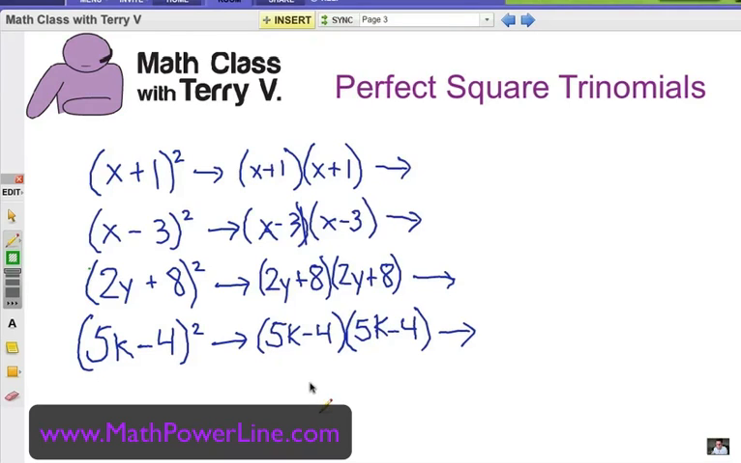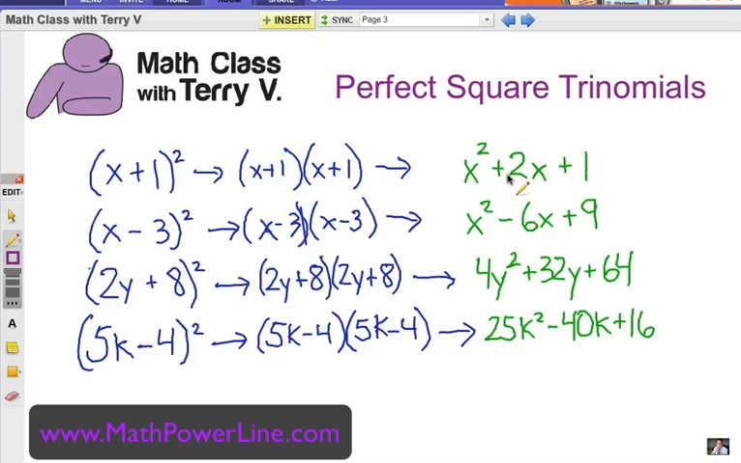Well, the first step is to remember that when you're squaring something, you're multiplying it by itself. So here we have x plus 1 times x plus 1, x minus 3 times x minus 3, and so on. And the reason why we need to think of it that way, we don't necessarily have to write it out that way, is to use the FOIL method to multiply it out and see what we get. So if you already know how to do this, pause the video and write out what those are as a trinomial when we multiply them out using the FOIL method. Go ahead.